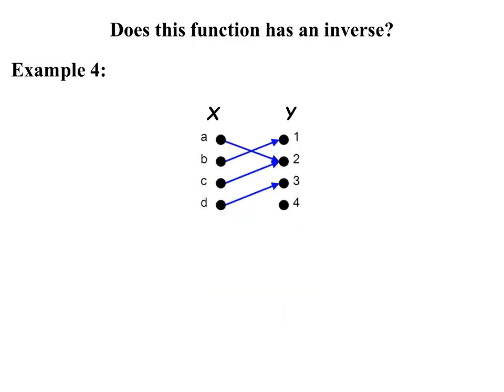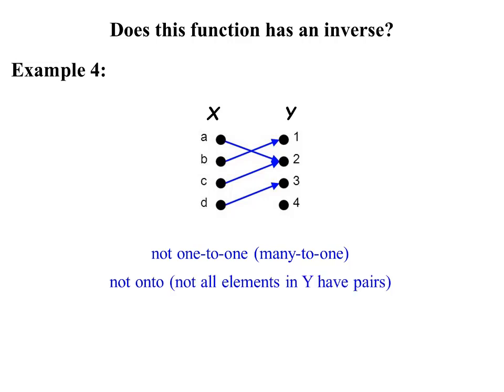For the last example, example 4, this is also a many-to-one function, because two domain elements share the same range element. This is not a one-to-one function. It is also not onto because not all elements in set y have pairing. So, this example has no inverse.